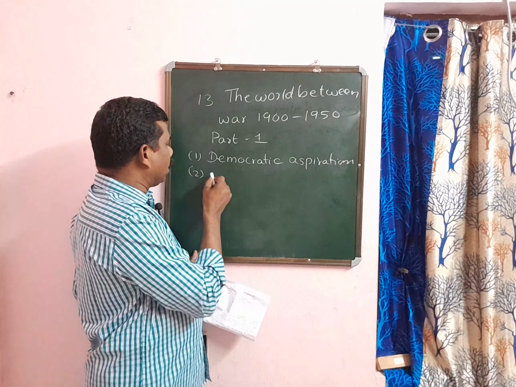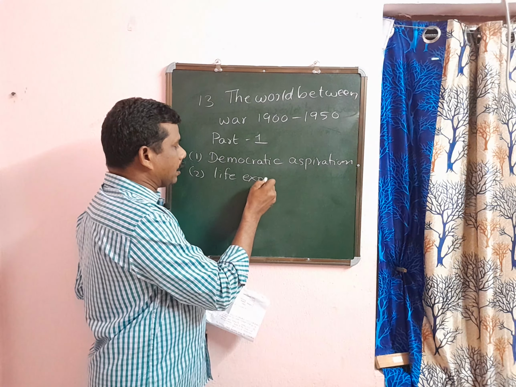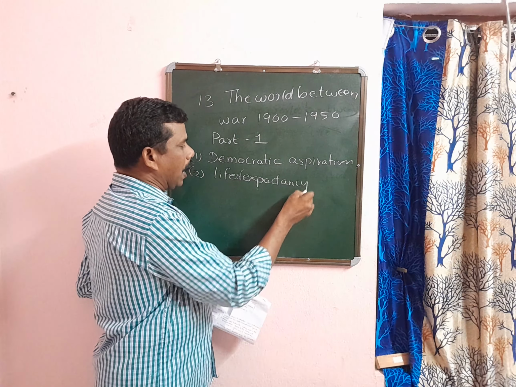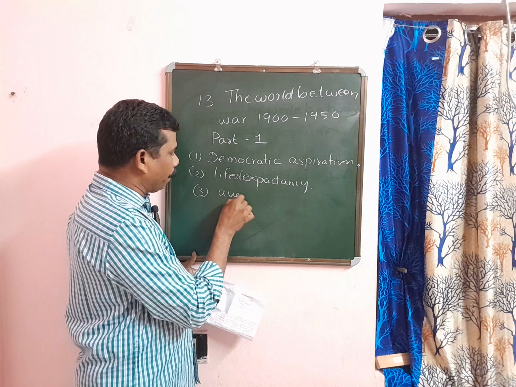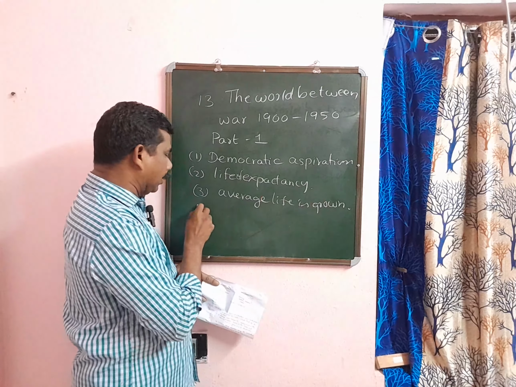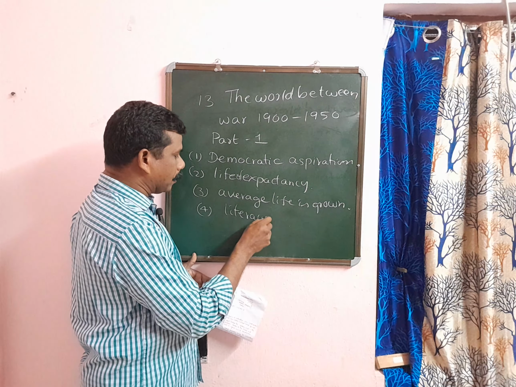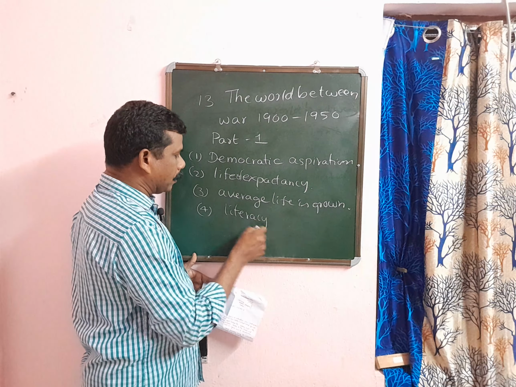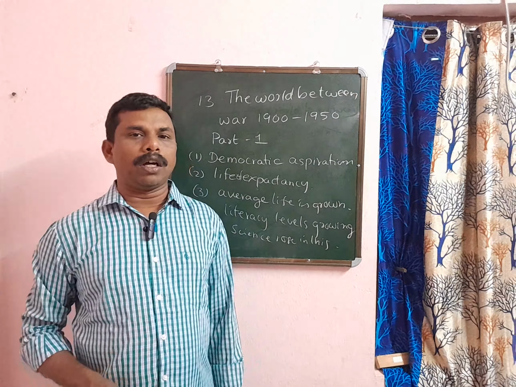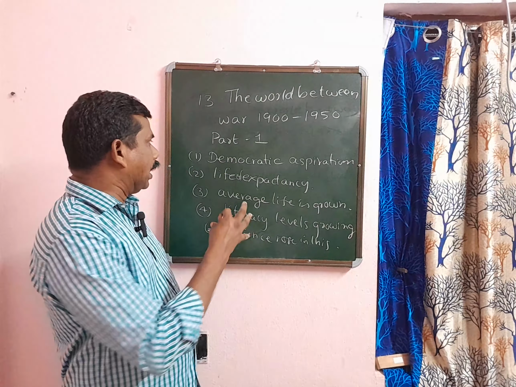The second one is life expectancy. Average life is also growing. Literacy levels are also growing. Science also rose in this time. Not only this, nearly 100 countries' people got freedom and liberty in the world. These are the very, very important aspects and developments of this time.